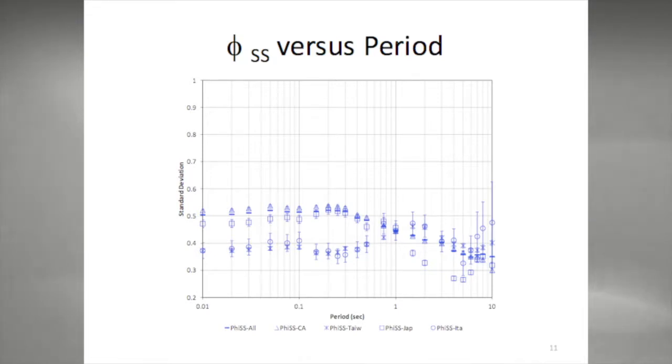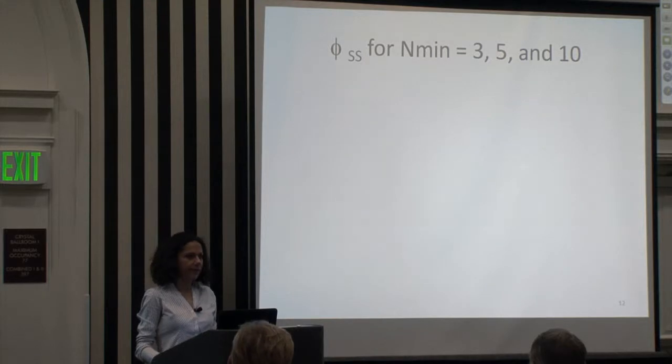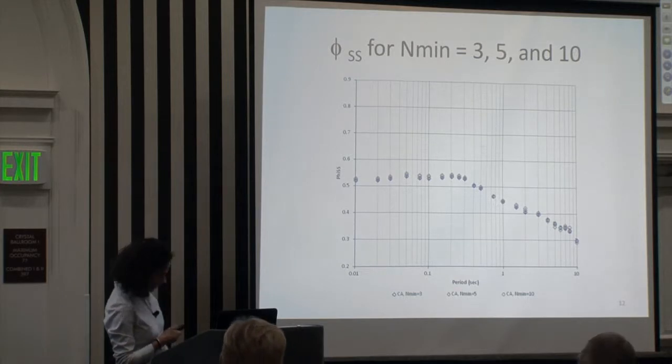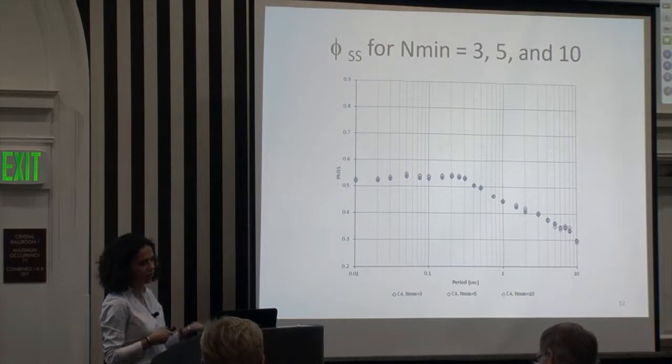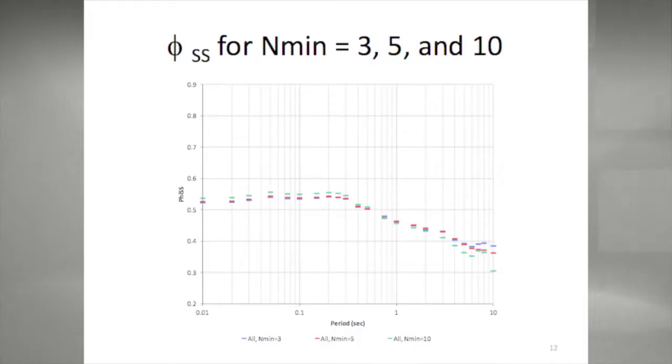So I looked at the impact of my minimum number of recordings on the results. So maybe 3 is too little. I looked at using 5 and 10. So it's a trade-off between how reliable the site term that I take out is versus how much data I end up with. So for n-min equal 3, 5, or 10, this is the California FESS, and actually it doesn't change because there is so much data for California that it just doesn't matter.